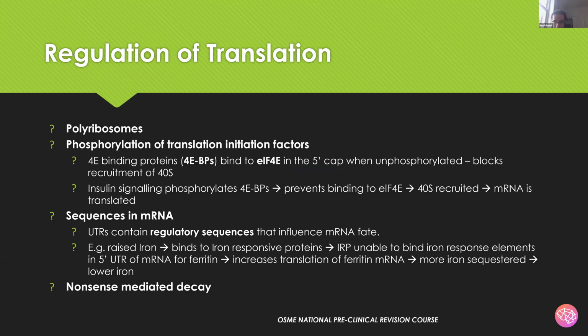So I'll just talk briefly about translation regulation. First of all, polyribosomes is just to say that multiple ribosomes can translate the same RNA molecule at the same time, and so that allows the production of more proteins. And so that structure is called a polyribosome.